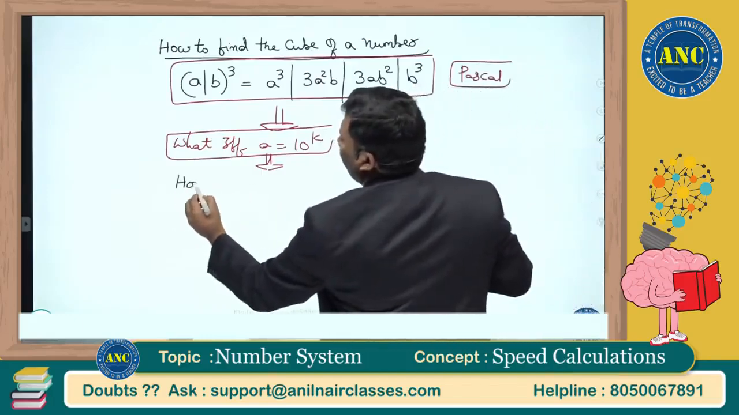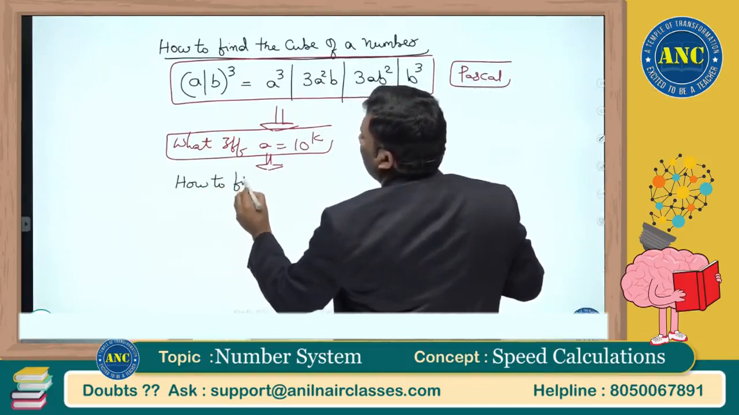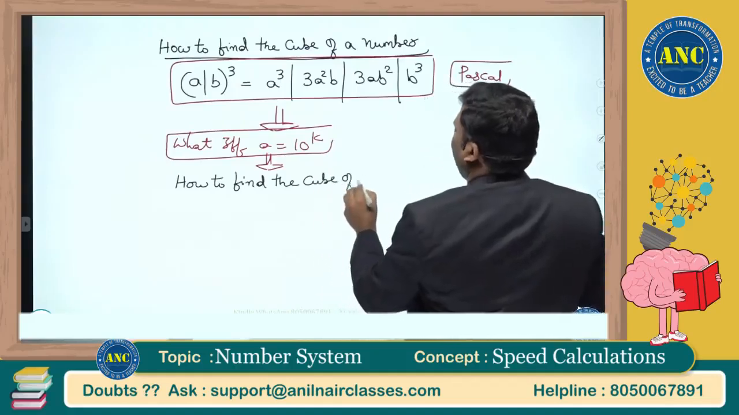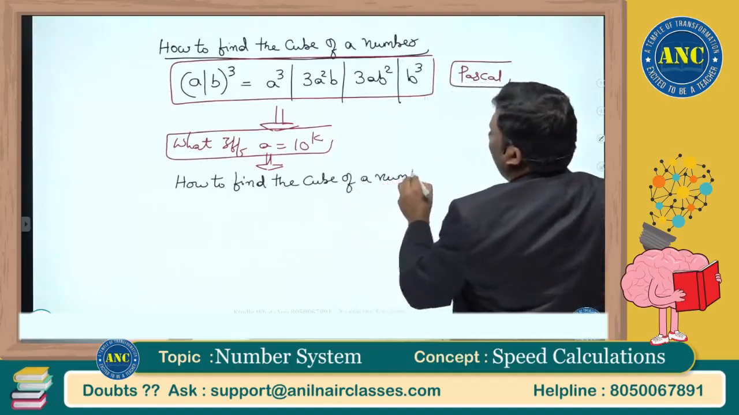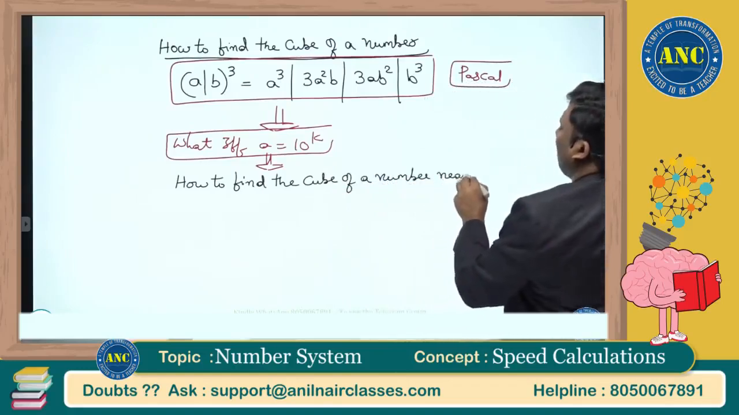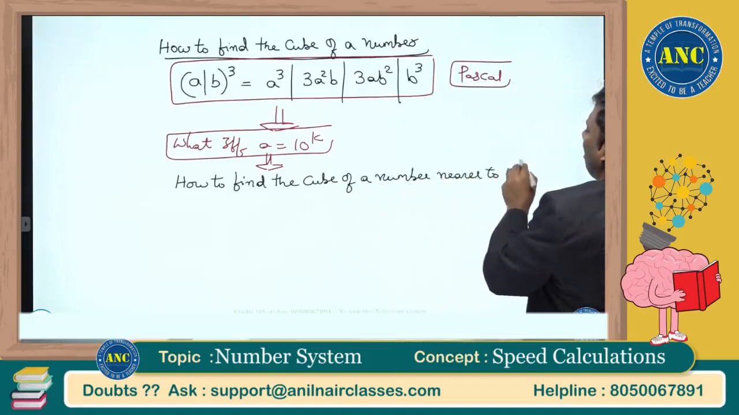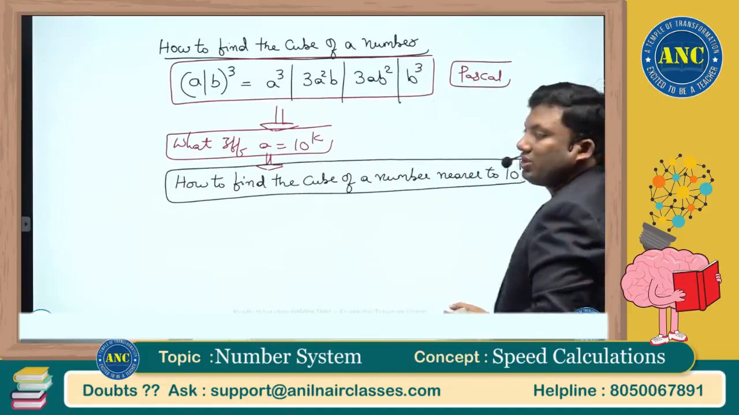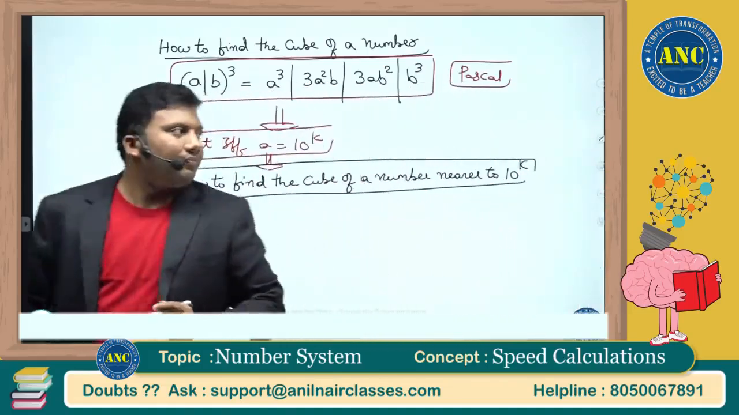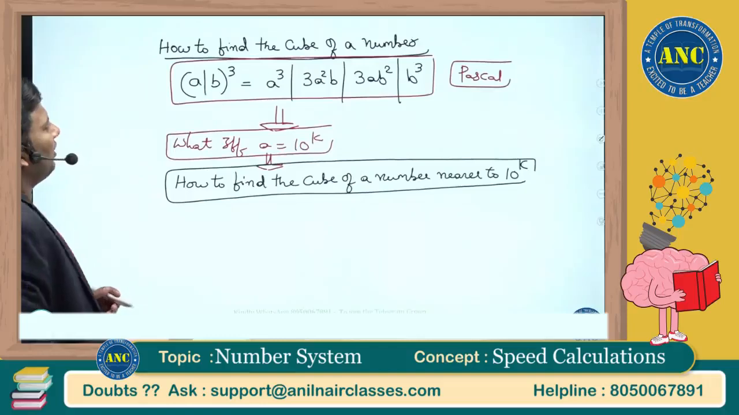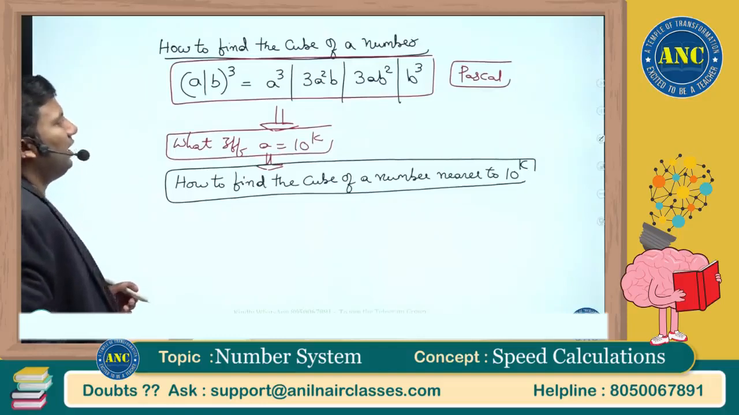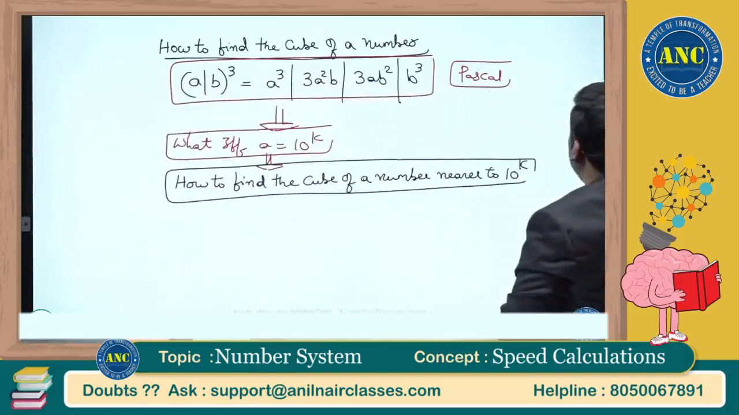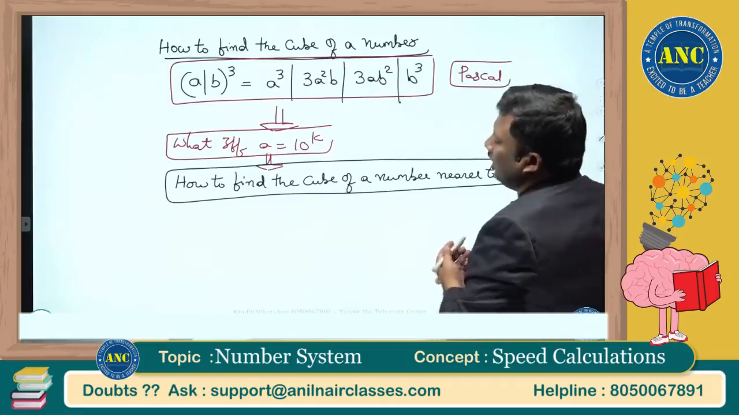How to find the cube of a number nearer to 10 power k? Very important, used extensively in arithmetic. (a + b) whole cube is a cube plus 3a square b plus 3ab square plus b cube. What if a is a power of 10, like 100, 1000 and so on?